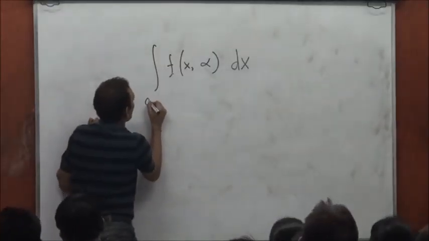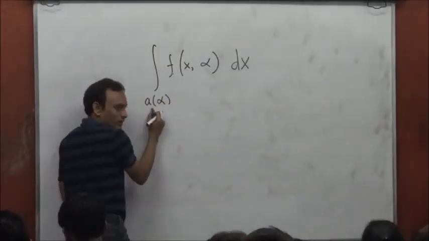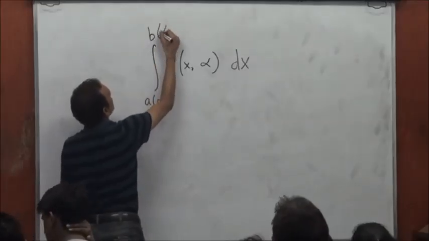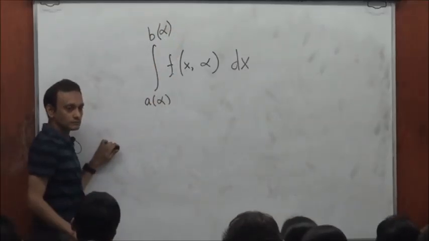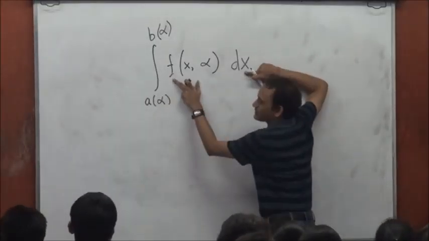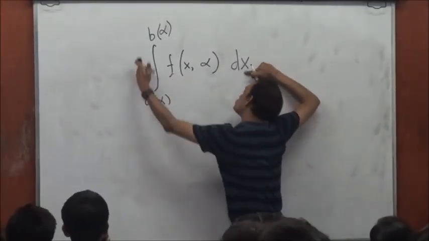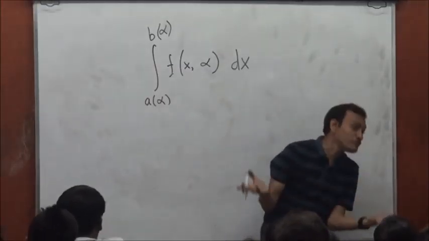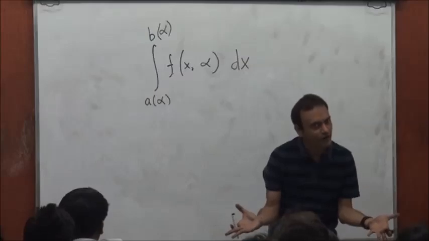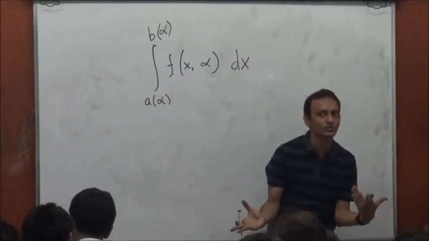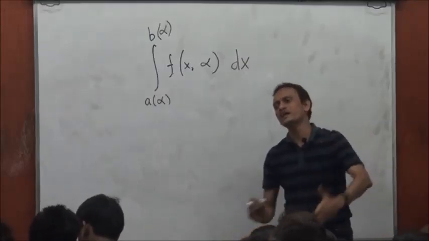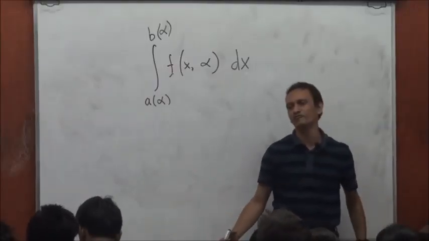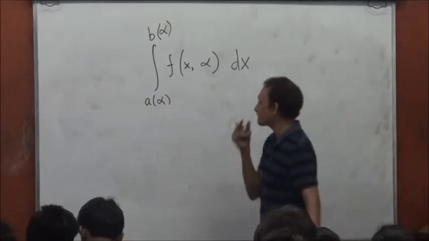And the limits of integration are functions of alpha. The lower limit of integration a will depend on alpha. The upper limit of integration b will depend on alpha. So when you integrate it with respect to x, you get a function of x. But the moment you supply the limits a of alpha and b of alpha, the whole thing becomes a function of alpha, because x goes away when it changes from a of alpha to b of alpha.